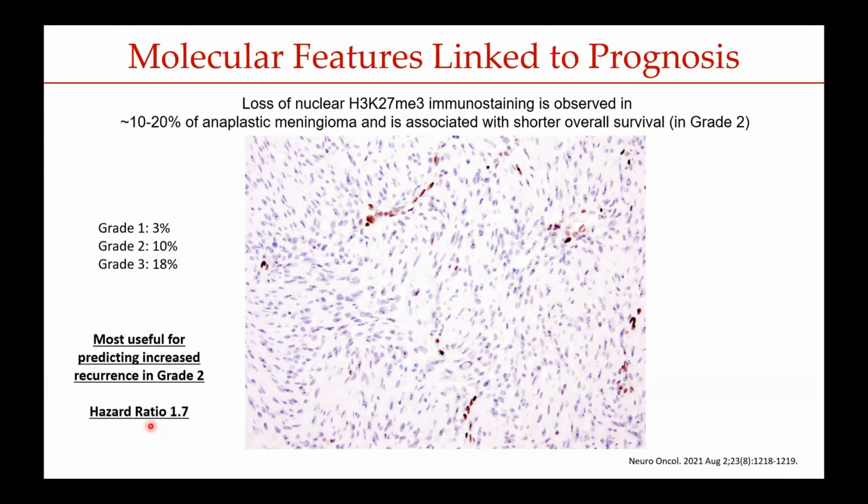Meta-analyses tend to show a hazard ratio of a little bit less than 2 resulting from loss of H3K27 trimethyl. This is found to be lost in 3% of grade 1s, 10% of grade 2s, and roughly 20% of grade 3s, but it's most diagnostically useful in terms of discriminating aggressive versus non-aggressive meningiomas in the grade 2 category.